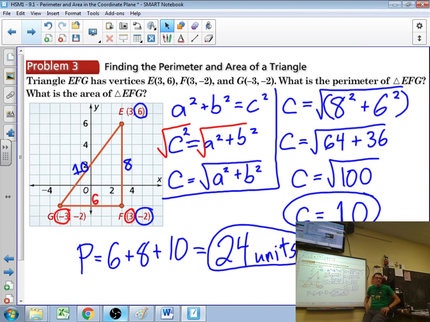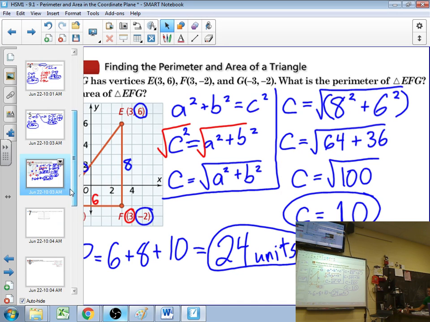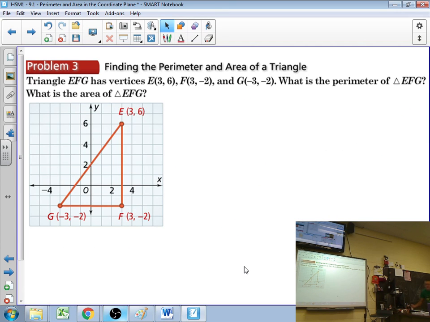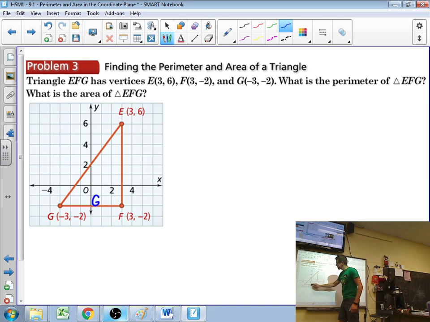Now, don't worry, the fun is not over, because we're not just asked to find perimeter, we're asked to find perimeter and area. So I'm going to go ahead and clone this page and then clear the ink so we can have some room to work. But I'm going to rewrite what we know up here. So we found out that this is 6, this is 8, and this is 10.